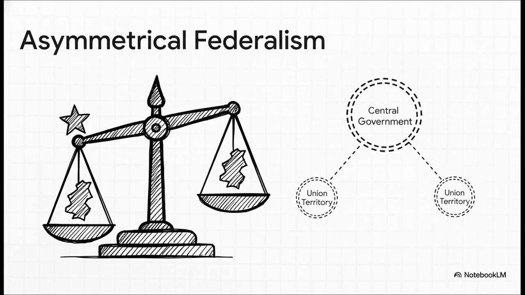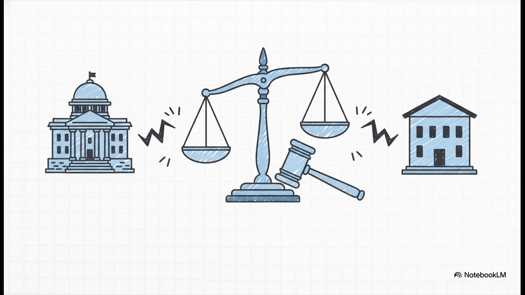Another key feature of Indian federalism is that it is not perfectly symmetrical. This means all states do not have identical powers. For example, some states like Assam and Nagaland have a special status under Article 371 to protect their unique culture. And then we also have union territories like Chandigarh or Delhi, which have very limited powers and are run by the central government.